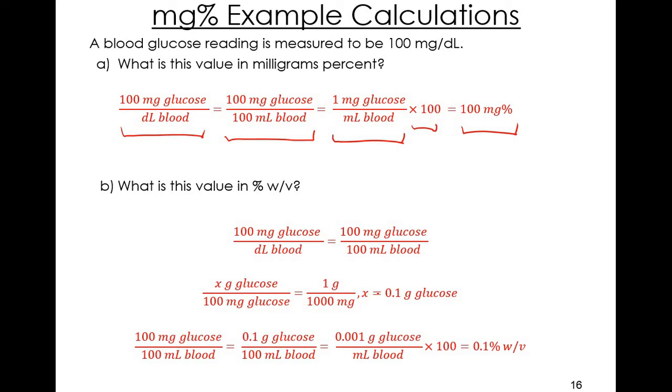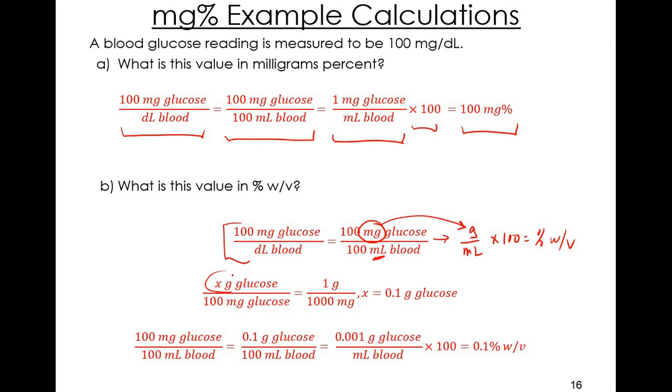The next question asks us to convert this value to percent weight per volume. If we have 100 milligrams of glucose per deciliter of blood, we just saw that's equal to 100 milligrams per 100 milliliters. Well, in order to make a percent weight volume, we want to have the value in grams per milliliter, and then we can times by 100. So we're almost there with the milliliters on the bottom, but we need to convert the milligrams of glucose into grams.